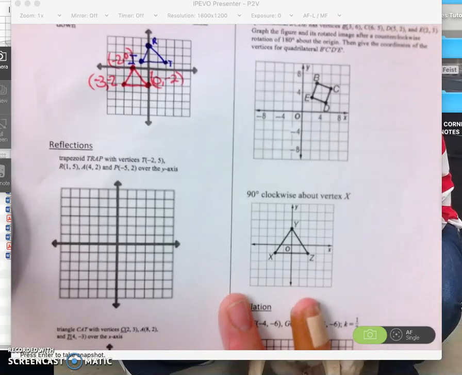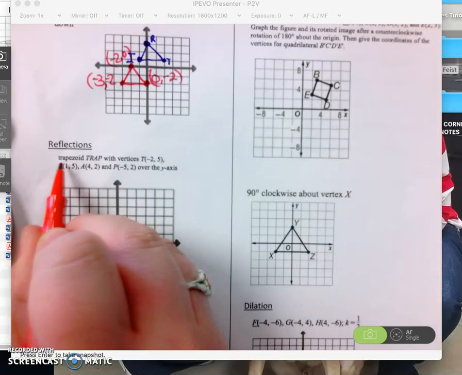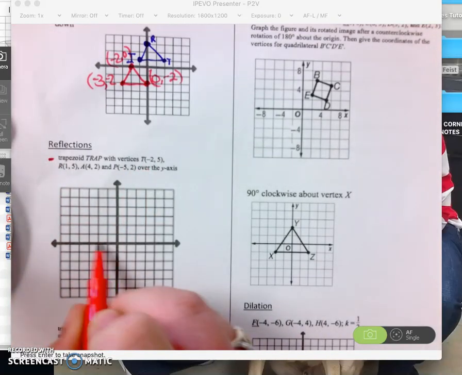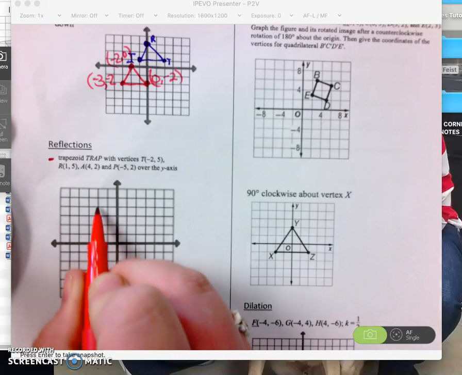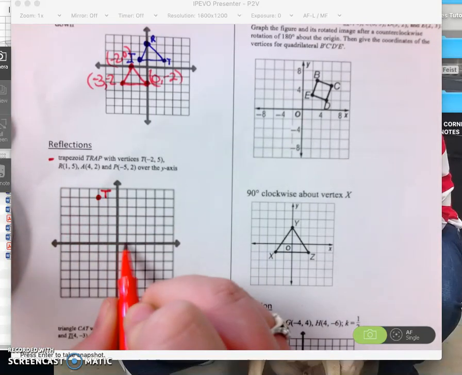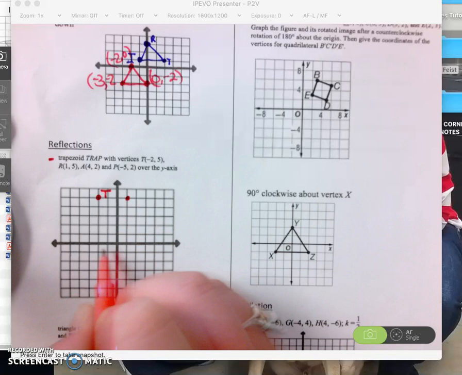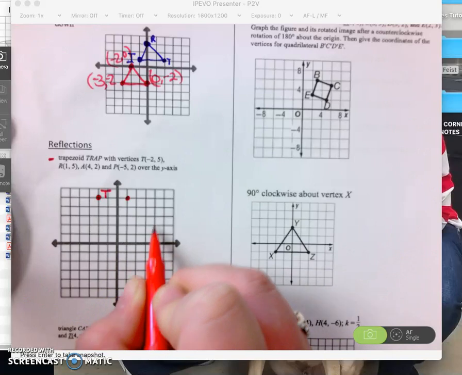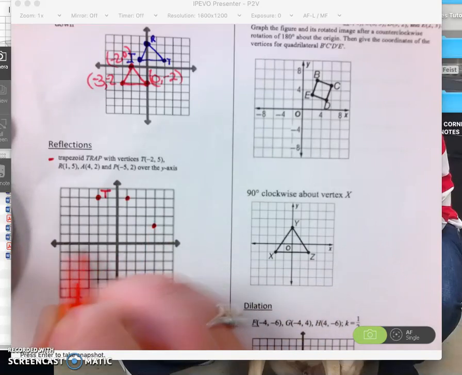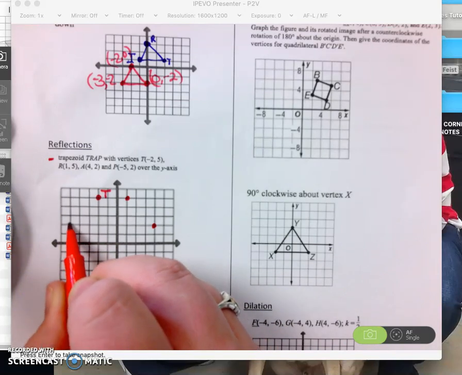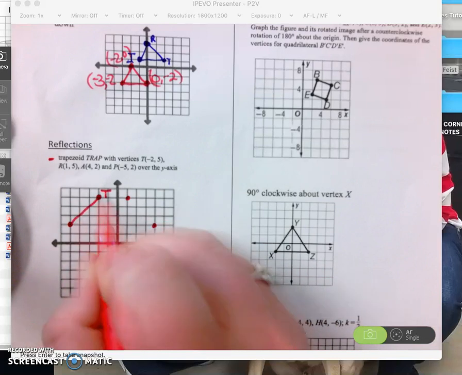Okay, next one, reflections. So we're going to first plot the trapezoid. So -2, 5, 1, 2, 3, 4, 5. So there's our T. And then we have our R at 1 up to 5, 4, 2, 1, 2, 3, 4, then 1, 2, 3, 4, up to 2, and then -5, 1, 2, 3, 4, 5, and up to 2. So here's our trapezoid.